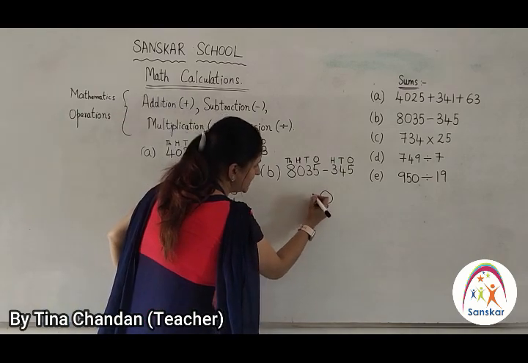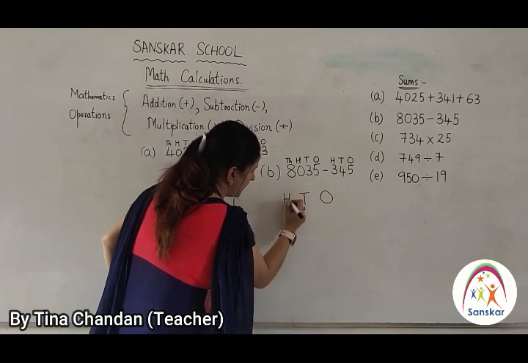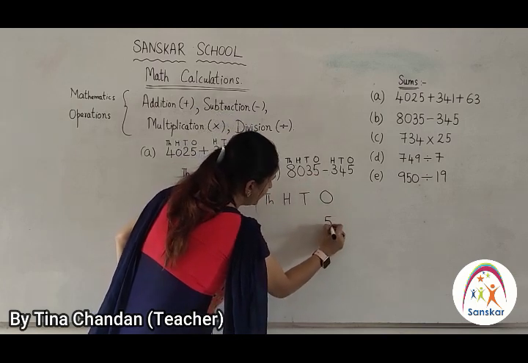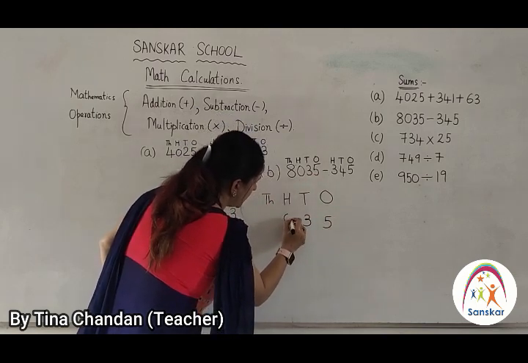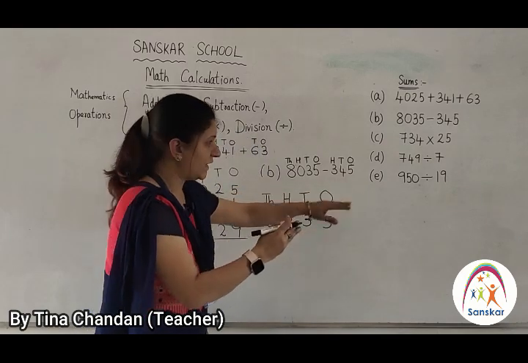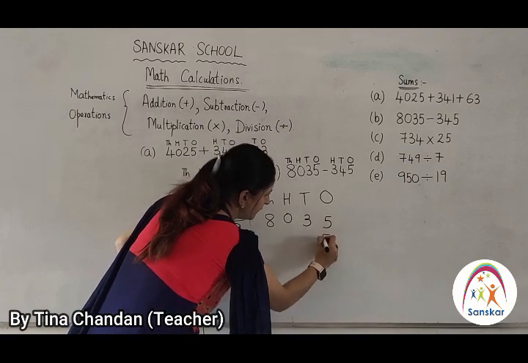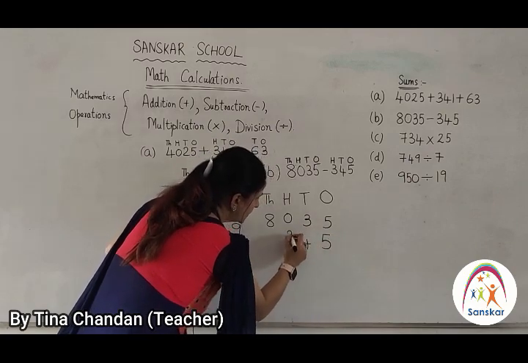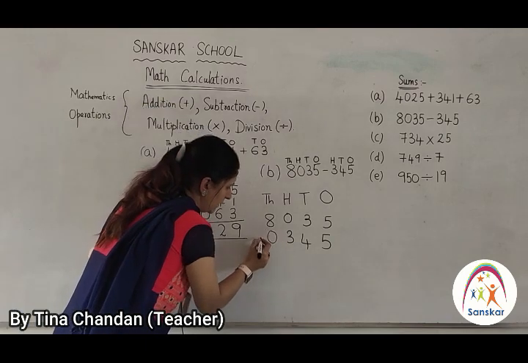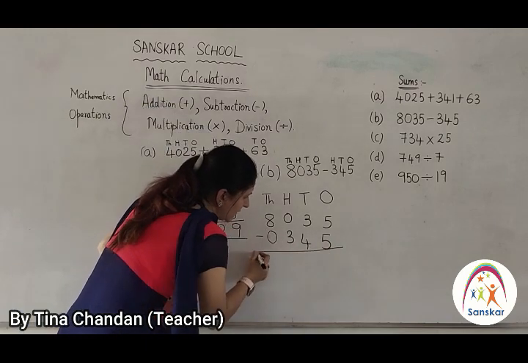That is ones, tens, hundred and thousand. We'll write the numbers 5, 3, 0 and 8. Clear? Now we'll write the next number, that is 5, 4, 3, and in the empty space you can put 0. Now we have to subtract the number.